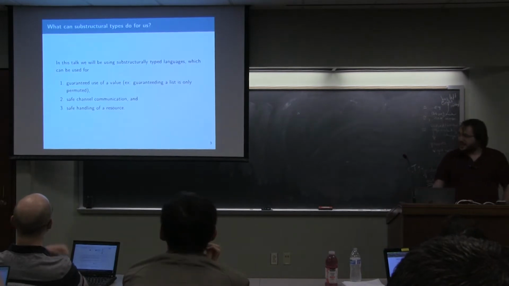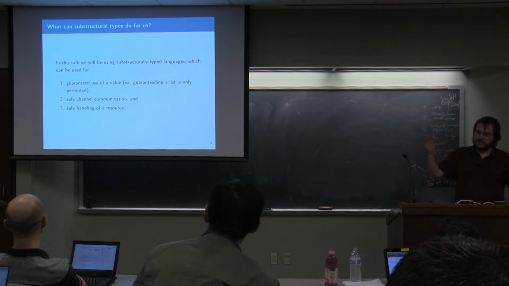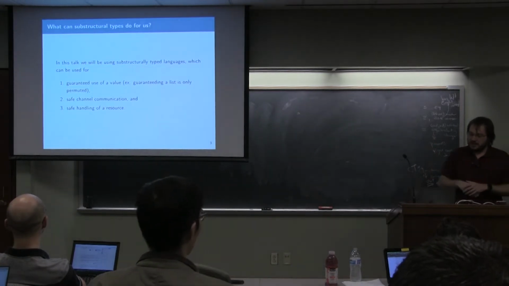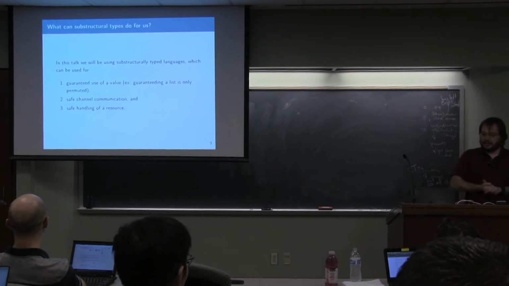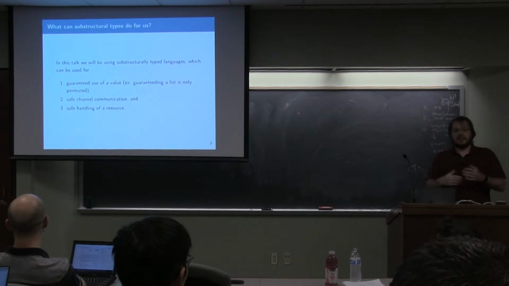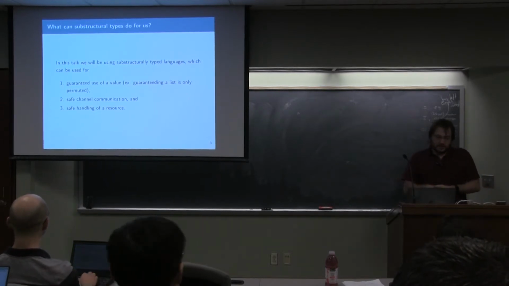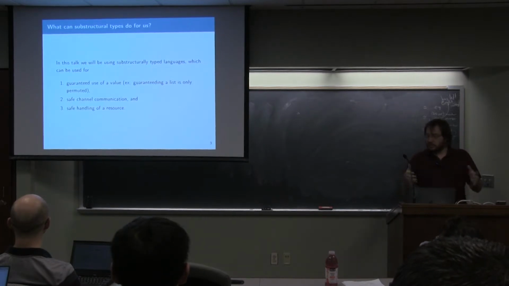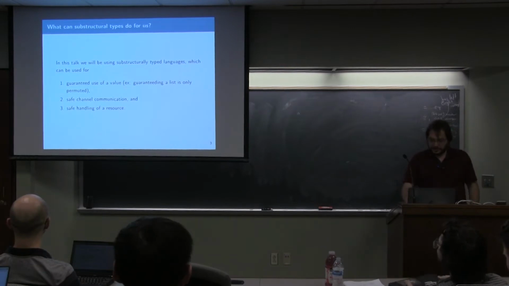So what can substructural types do for us? They allow us to do a few different things, and there's different ways that these guarantees can happen. But as kind of an overview, what we'll be dealing with here today is guaranteed uses of values. So you could say, for example, you can guarantee that a list was consumed completely or permuted by any function. We want to be able to show that we can have safe guarantees for channel communication and also safe handling of resources. So the one we're going to thread throughout this entire presentation is the safe handling of file resources.